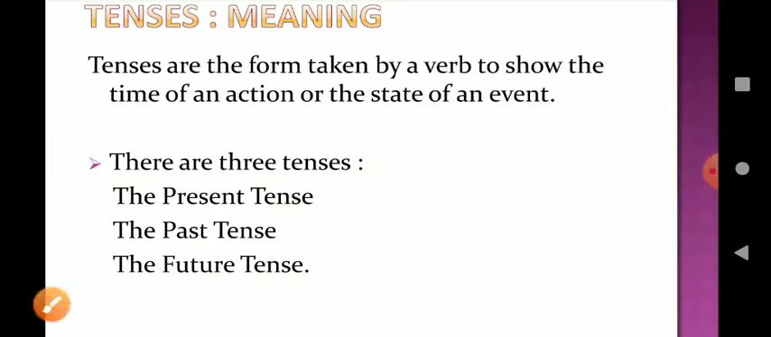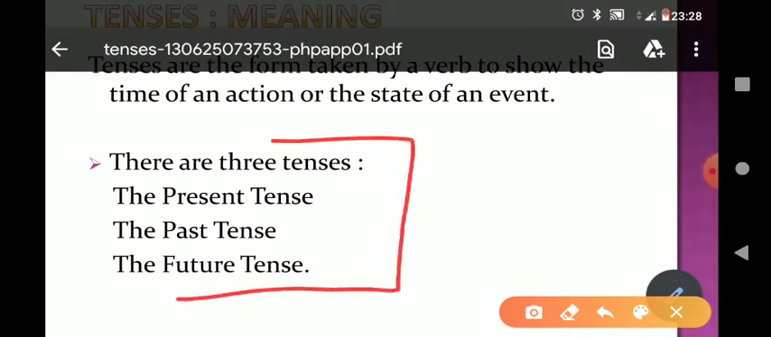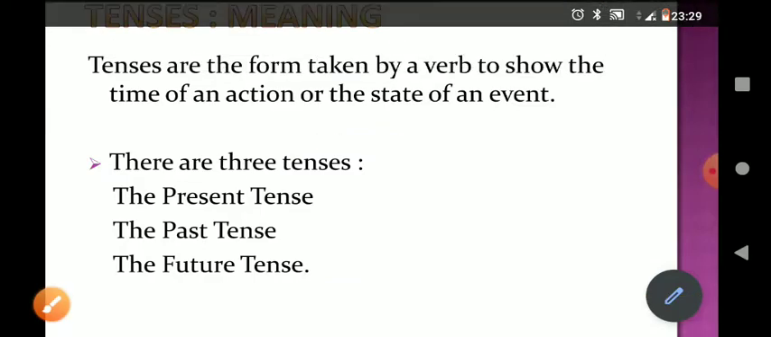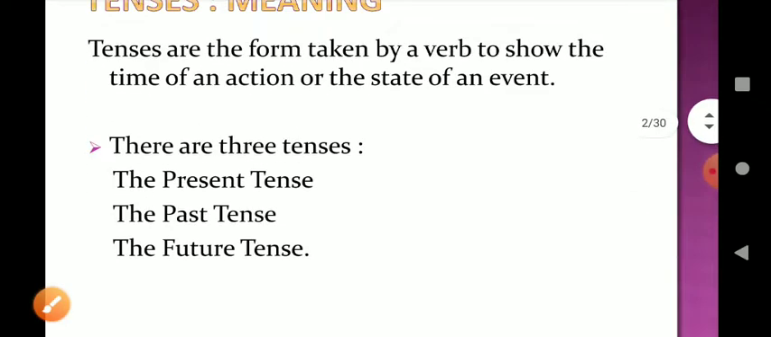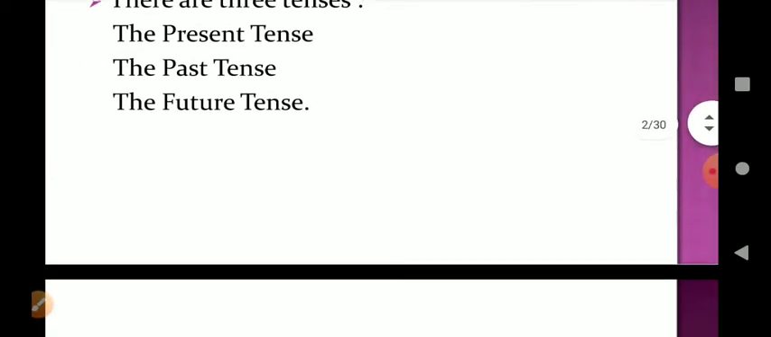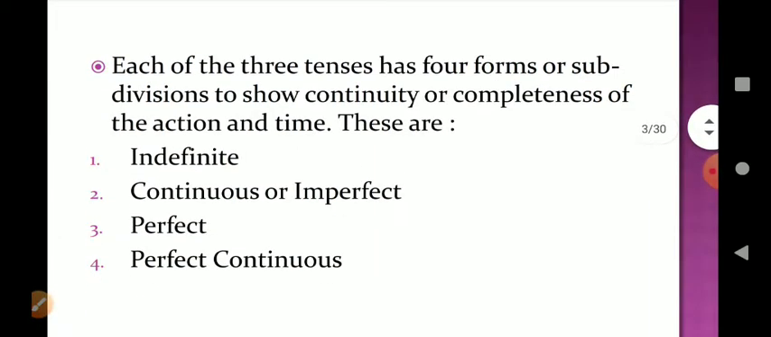There are three tenses in English grammar: the present tense, the past tense, and the future tense. You must be knowing. And every tense, meaning all these three tenses, has four subtypes. As you are seeing here, each of the three tenses has four subtypes to show when an action is completed or still continuing.